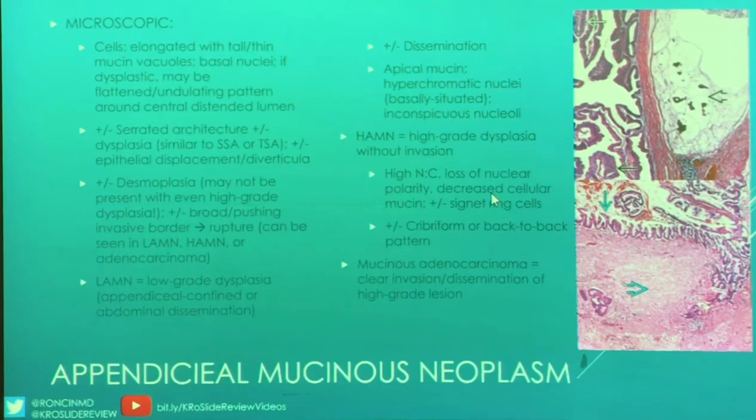So again, hopefully this is where you can appreciate, going back to our previous case, trying to compare LAMNs and HAMNs to your goblet cell adenocarcinoma, as well as signet ring adenocarcinoma. You may or may not see cribriform or back-to-back patterns as well. And then our mucinous adenocarcinomas, pretty much you have your high-grade dysplasia and there's clear invasion. So it's not this kind of picture where you have a diverticula and maybe this is just a weird cut. You're going to see it sprinkled all the way through.